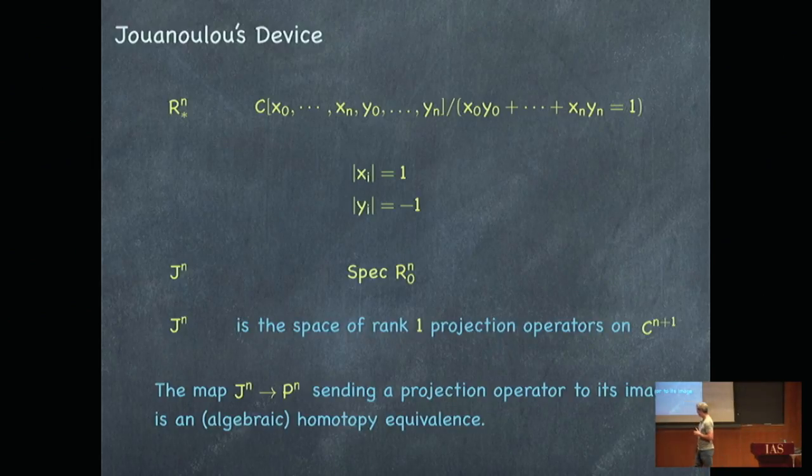And for projective n space, instead of looking at the space of lines to the origin, you look at the space of rank 1 projection operators. That's a smooth affine variety that, for the exact same reason I described in the case of P1, is homotopy equivalent in the algebraic sense to projective n space.